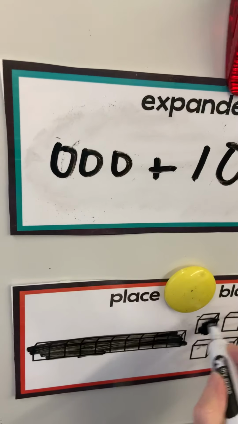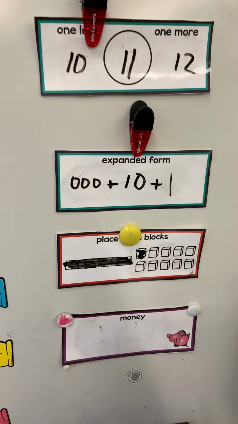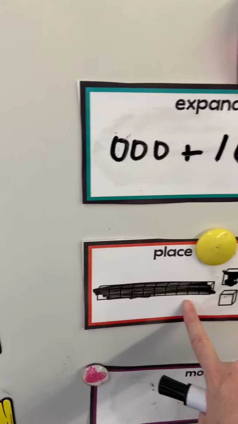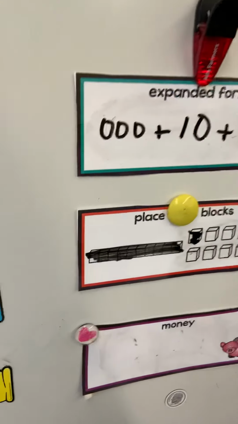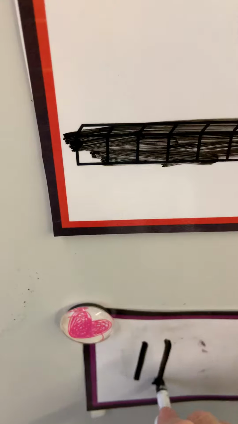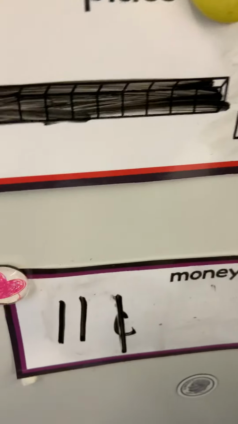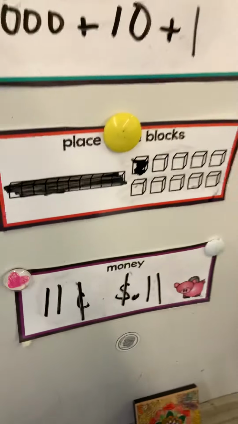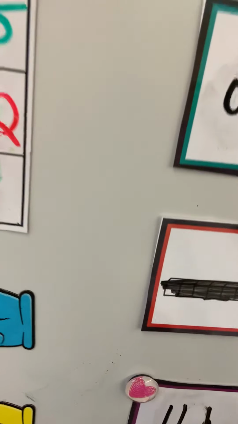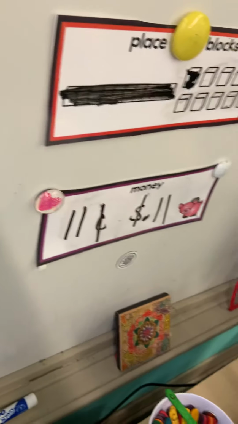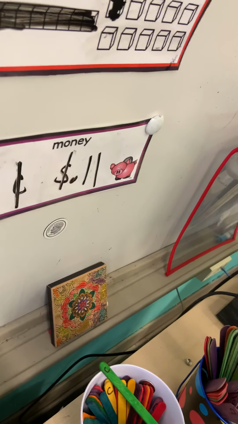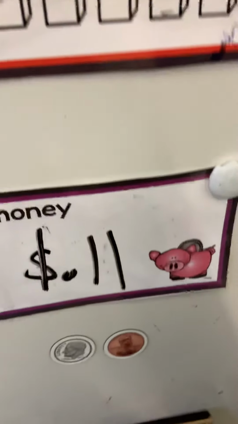Now, I'm going to fill in one block. So this makes 10, and one more makes 11. I've got 11 cents. And I can also write it like this. Don't forget your decimal point. I've got my dime right there, and uh-oh, what happened to my pennies? I'm going to add a penny next to my dime. And that's going to give me 11 cents.